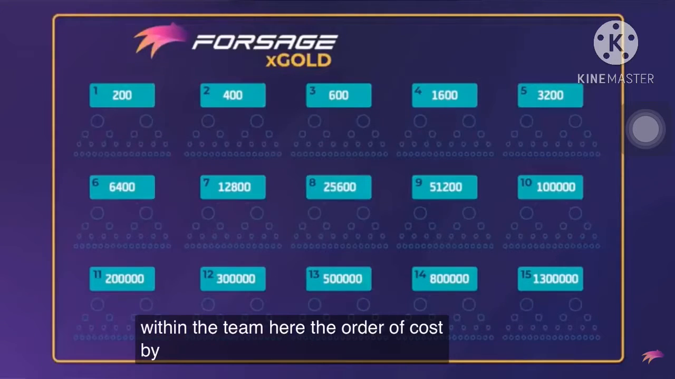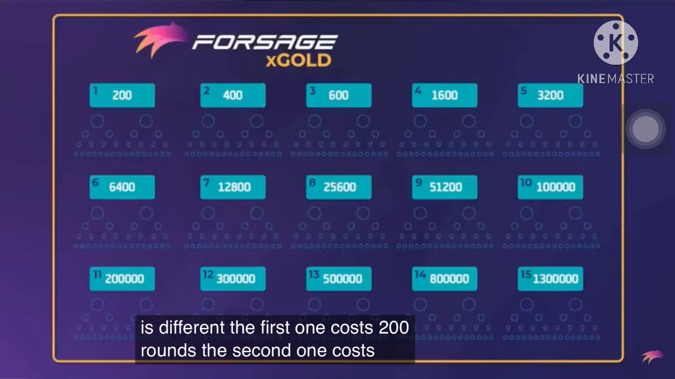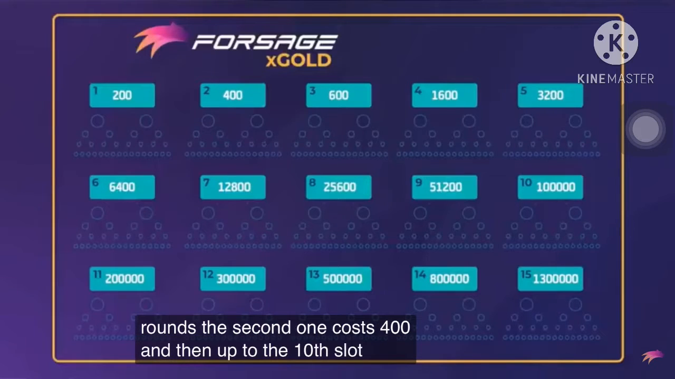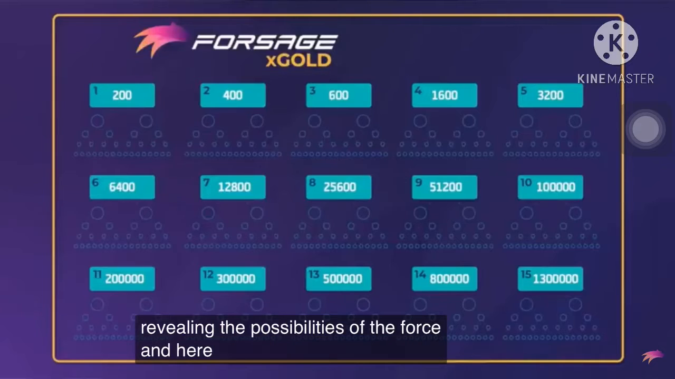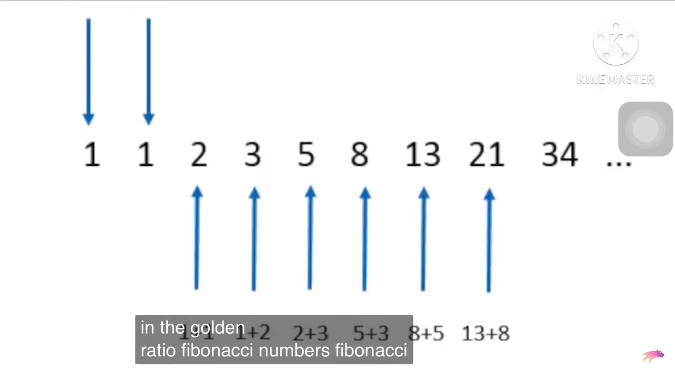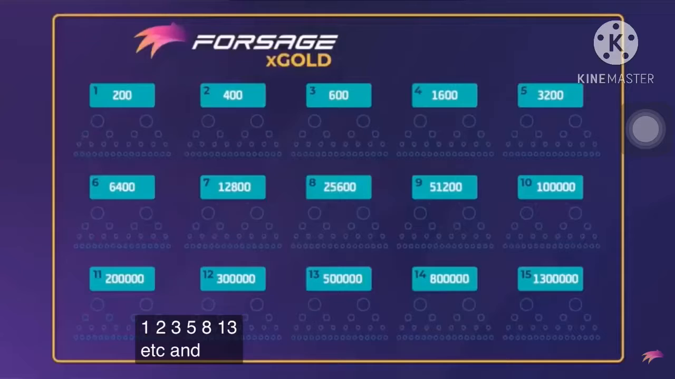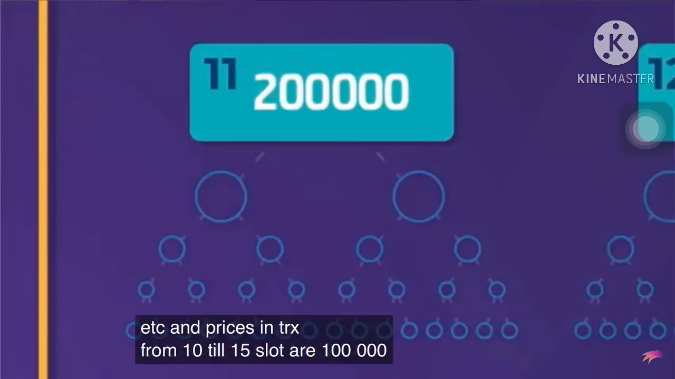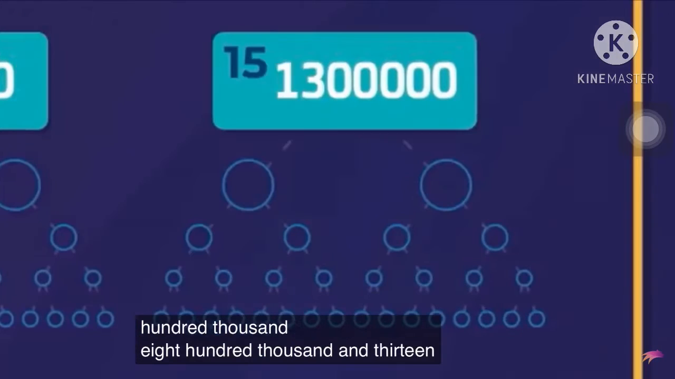Here, the order of cost by slot is different. The first one costs 200 Trons, the second one costs 400, and then up to the 10th slot there is simply a doubling. And from the 10th, the most interesting levels begin, revealing the possibilities of the Forsage. And here the order of value is clearly in the golden ratio, Fibonacci numbers. Fibonacci number order is 1, 2, 3, 5, 8, 13, etc. And prices in TRX from 10 till 15 slot are 100,000, 200,000, 300,000, 500,000, 800,000 and 1,300,000.